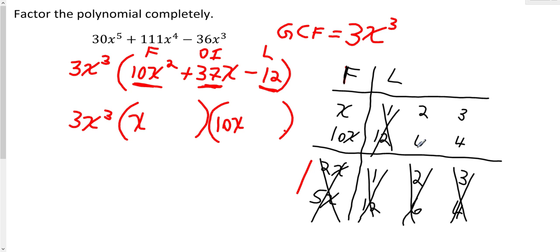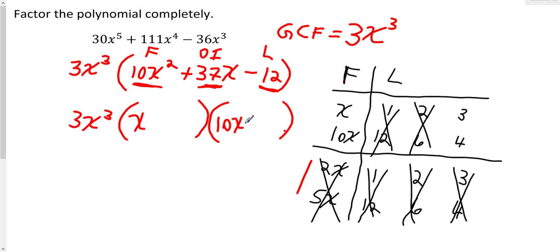So let's try the 2 and the 6. Oh, but wait. Neither 2 nor 6 would be able to be put into this parenthesis because both 2 and 6 have a common factor with 10. So right away I can mark off 2 and 6. They won't work. All right. So I only have one more thing. This is the last pair to try. The 3x, or the 3 and the 4.